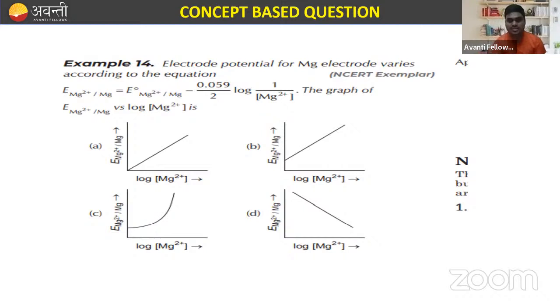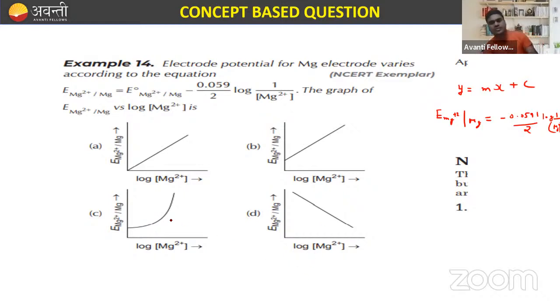Understand this thing. We know the equation of a straight line is y = mx + c. So the graph of E versus log [Mg²⁺] is a straight line with this slope. On the y-axis we have E(Mg²⁺/Mg), c is the intercept, and the slope is −0.0591/2, with log 1/[Mg²⁺]. So this is a straight line with this slope, and the intercept is E° of Mg²⁺/Mg.